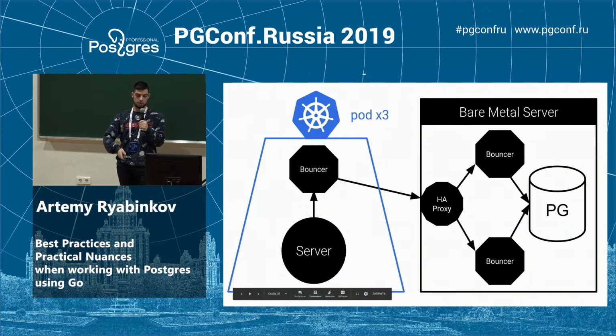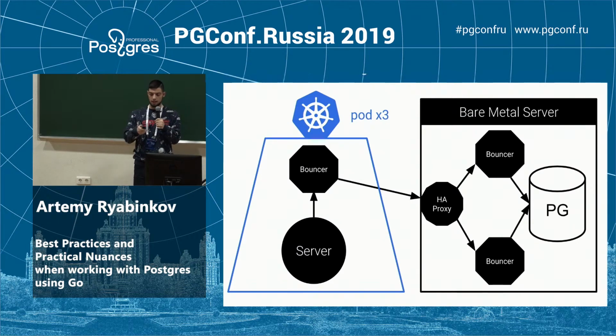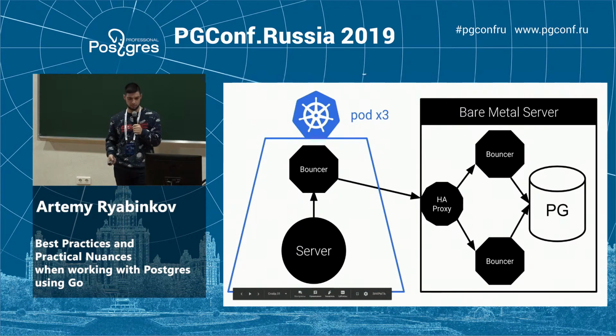Within the framework of our pod, we have server, HTTP server that processes customers' queries, and this server connects customer's bouncer. Customer's bouncer is the bouncer that is in pod next to our server, and when this bouncer was established, it connects the server bouncer, the bouncer on hardware server.